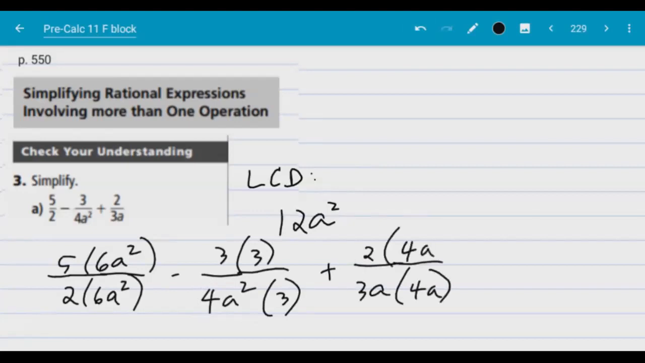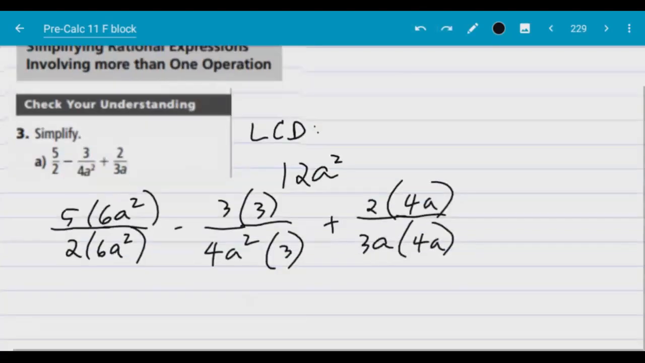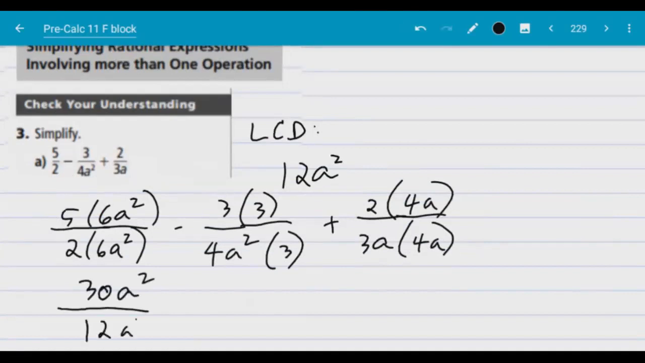So there are your new equivalent fractions. All of the denominators would have a value of 12a squared. This is really 12a squared. This is 12a squared. This is 12a squared. All right. So let's simplify the numerators. So this one would be 30a squared over 12a squared, minus, this is 9 over 12a squared, plus 8a over 12a squared.